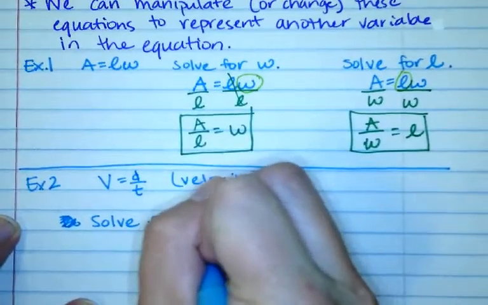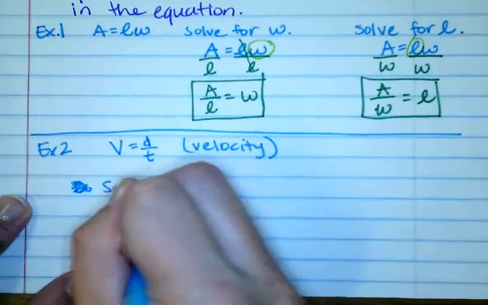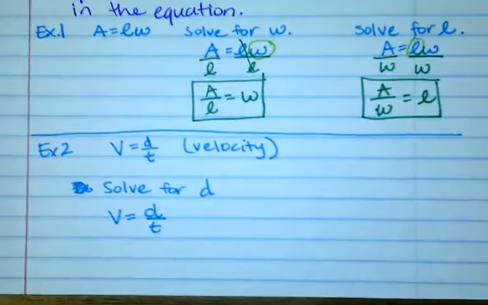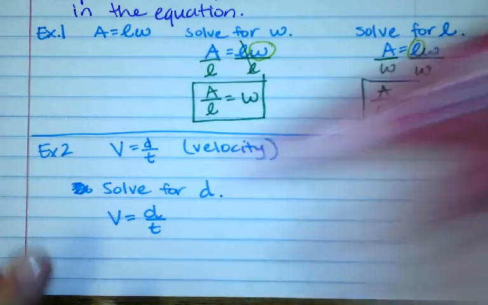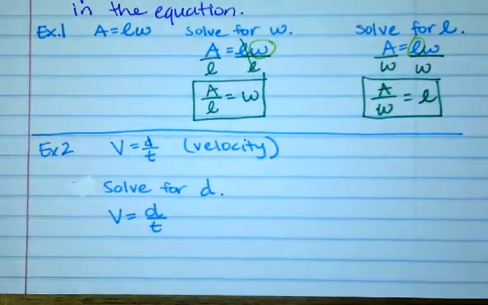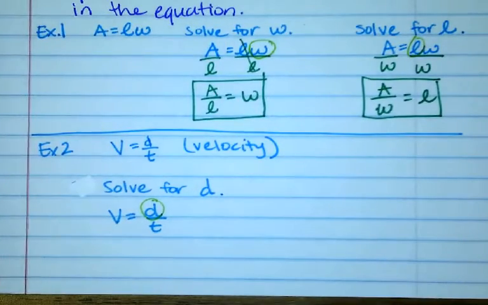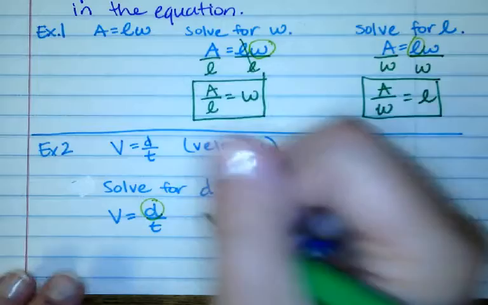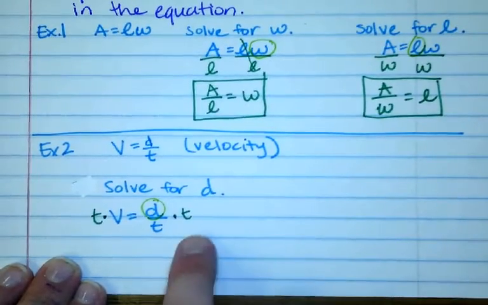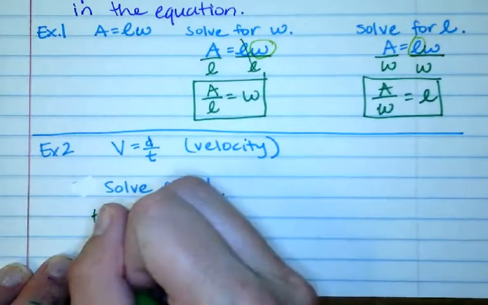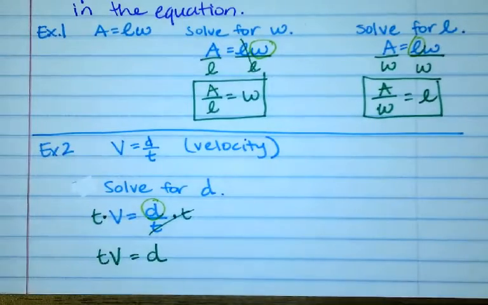Okay? So what I'm going to do is I'm going to say, all right, well, v is equal to d over t. So what do I need to do to get my d by itself? Ooh, very good. Okay? We want to get that d by itself. So I heard someone say, right now the d is divided by the t. So we need to multiply by the t. Y'all feel good about that? But whatever you do to one side, you got to do to both sides. So we're left with tv is equal to d. All right? So that is how we would solve for d.